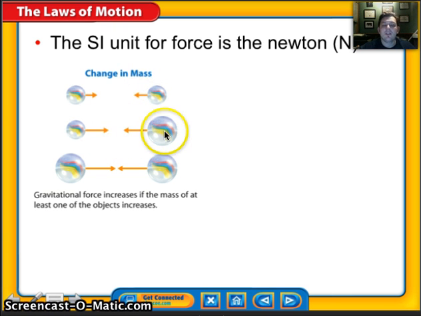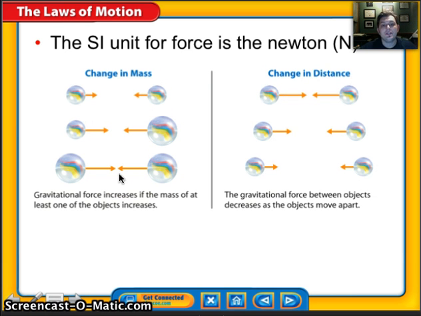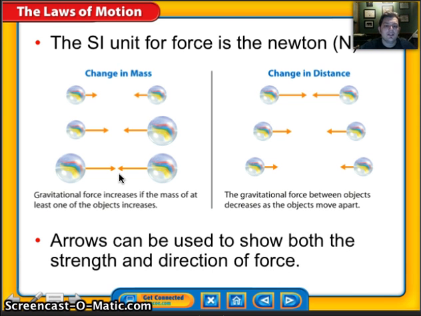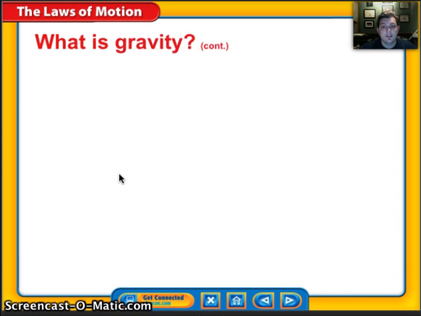Okay, the bigger the arrow, the more gravitational attraction there is. Okay, right here, the bigger ones have the longest arrows. That means they have the most gravitational attraction. The larger the mass, the more attraction. Now, also, the closer you are, the more gravitational attraction you have. As you get farther away, gravity doesn't pull on you as much. All right. So arrows can be used to show both the strength and direction of a force.